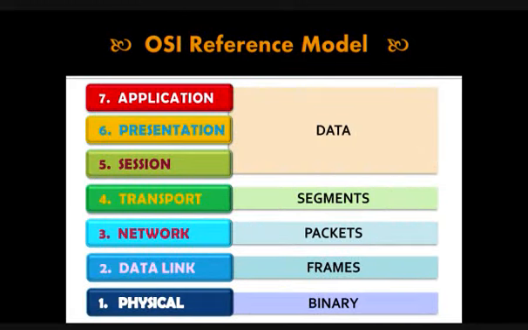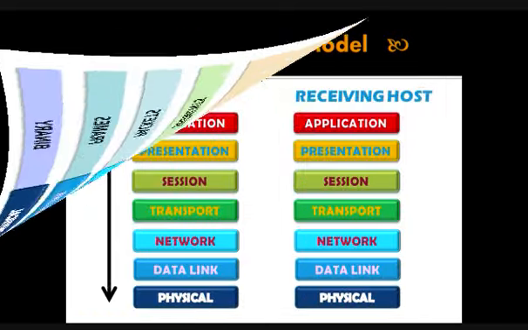The data unit at the application layer, presentation layer, and the session layer is called user data. When it reaches layer 4, the data is called a segment. When it reaches the network layer, it is called packets. And when the data reaches the data link layer, it is called frames. And then these frames will be converted into a series of binary signals at the physical layer.